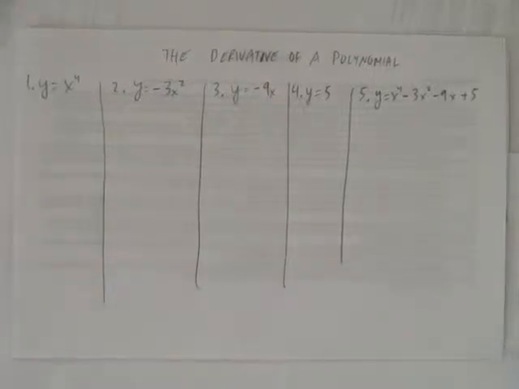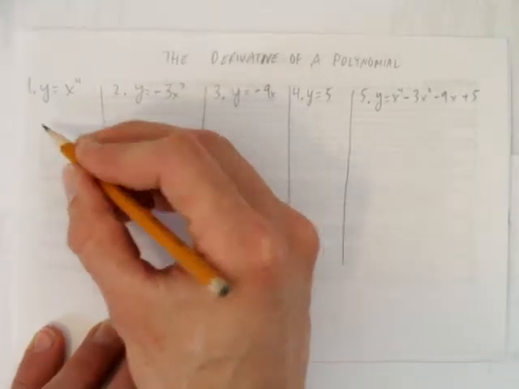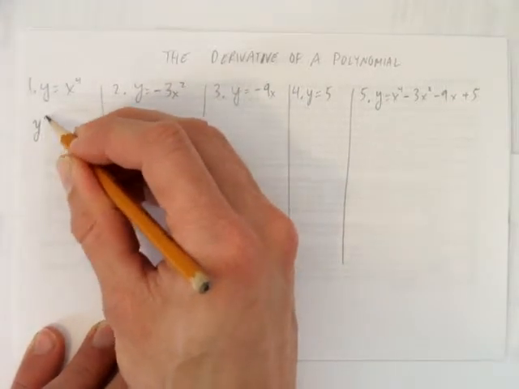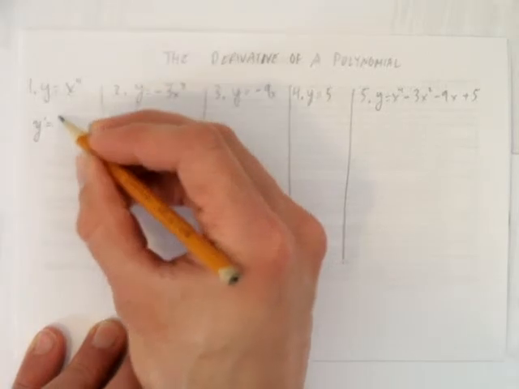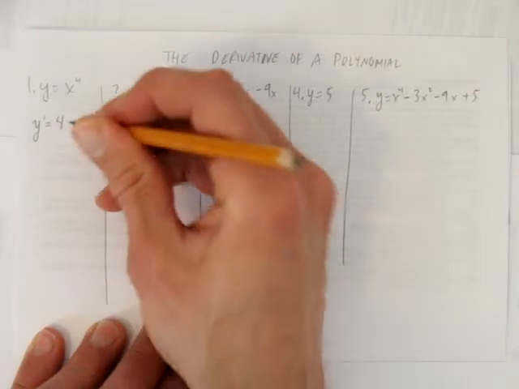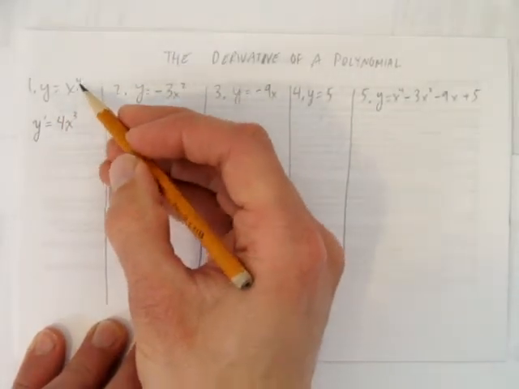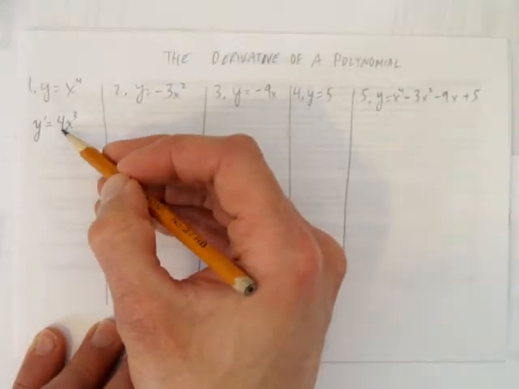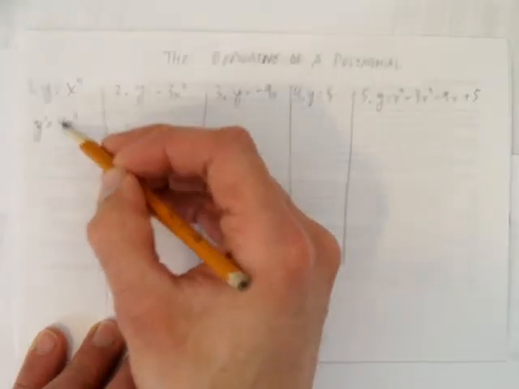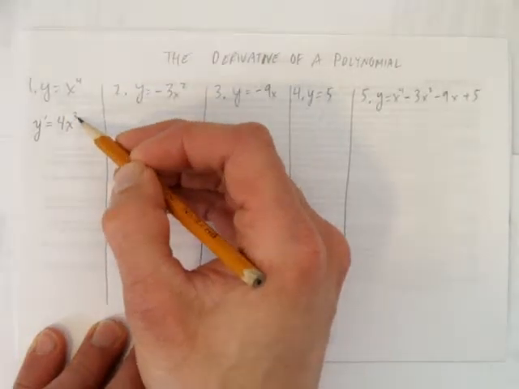In this video, we'll look at the derivative of a polynomial with a whole bunch of different polynomials. The first one is y equals x to the power of 4. To take its derivative, y prime, we bring the exponent down, make it the coefficient, so this 4 comes out in front as a coefficient, and we subtract 1 from the exponent. So the derivative of x to the power of 4 is just 4x to the power of 3. Bring the coefficient down from the exponent and subtract 1 from the exponent.